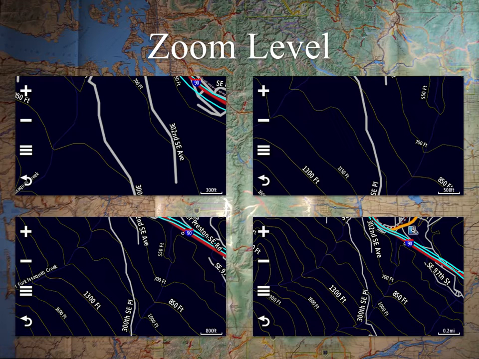Now we have zoom level. So we have 4 different zoom levels here. This is all Montana screen grabs from the exact same location. So we have 300 foot, 500 foot, 800 foot, and 0.2 of a mile scale. And in the bottom right-hand corner of each screen, you can see the little scale thing.